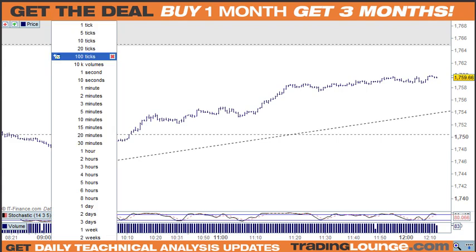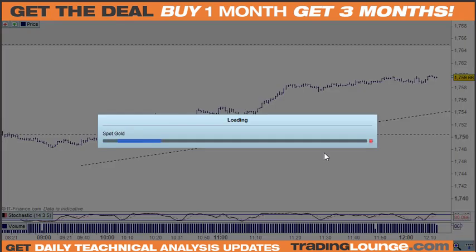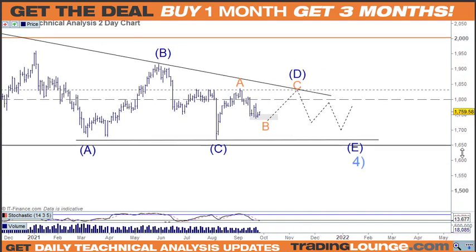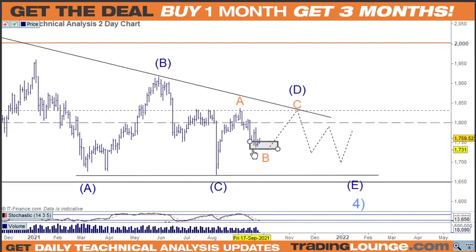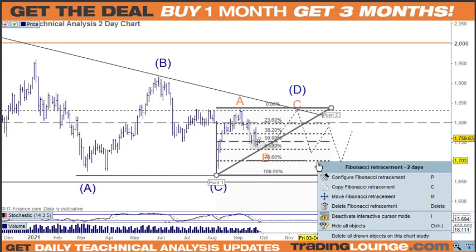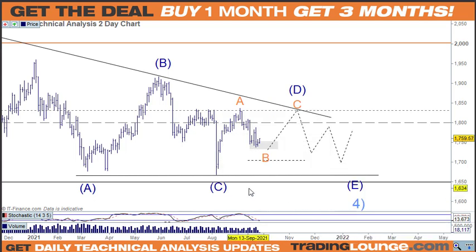But in a nutshell, on the 2-day chart here, we've still got a bit of space to work with, because this move down hasn't really breached the 61.8%, and even if it breached, it would just go down to the 78.6, which is obviously a bit lower, taking us into the 1700 sort of area. But we know that there's buying down at that point. So my conclusion is that we are still in wave B.